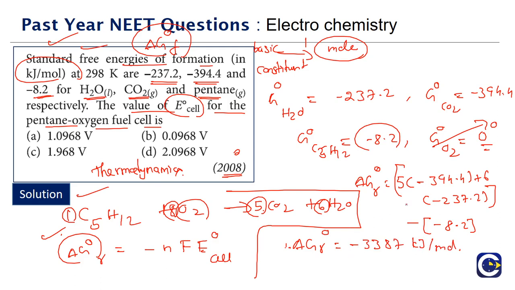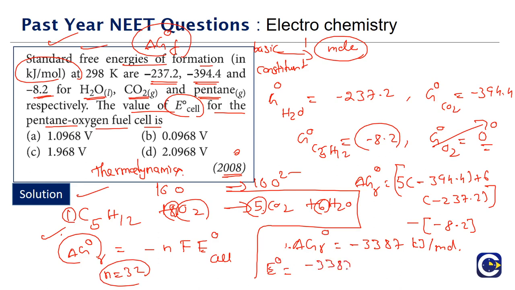Now here for this particular cell reaction, 8 O2 molecules are becoming oxide ions. Means what? 16 oxygen atoms are becoming 16 oxide ions. So the number of electrons gained by the oxygen will be what? 16 times 2, 32. So which means the value of N is equal to 32. So from here the E naught value will be equal to what?